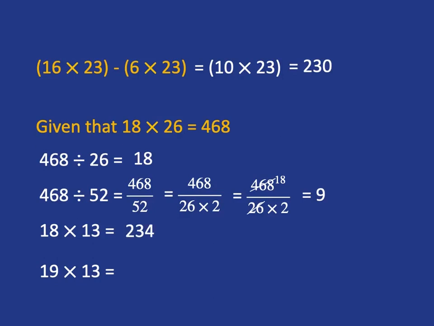And then the very last one, 19 times 13. Well, I know that if I had 18 lots of 13, so 18 bags with 13 sweets in them, I'd have 234 sweets. So what if I had 19 bags now? Well, I've just got one more bag of 13. So I just need to add 13 onto 234, and I will get my answer of 247.